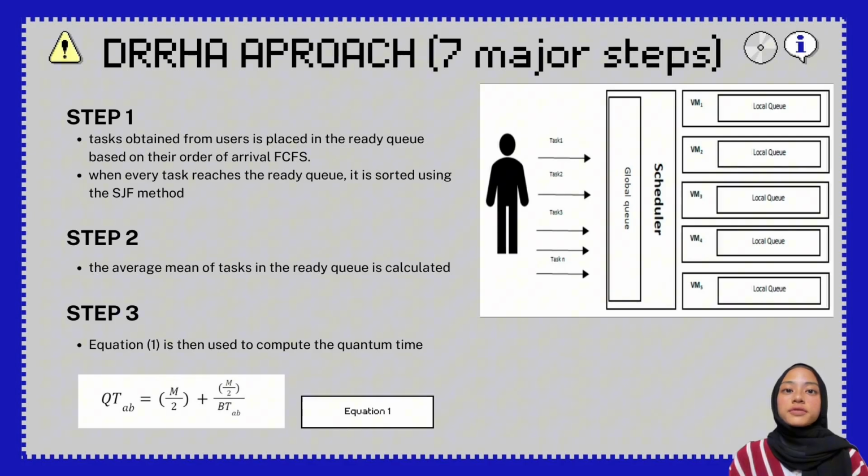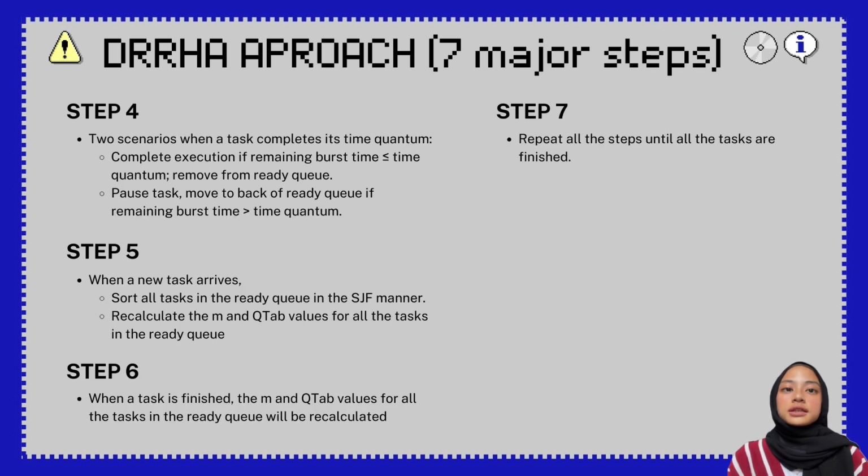In this approach, we've got 7 main steps. First off, when users give us tasks, we put them into a queue in the order of their arrival, like the first come first serve method as shown in the diagram. Then we arrange the tasks based on their burst time. Second step, after each cycle, we calculate the average mean for all the tasks in the queue. For the third step, we use equation 1 to determine the time quantum for each task individually. In the fourth step, we let the task execute based on the time quantum that has been calculated before.